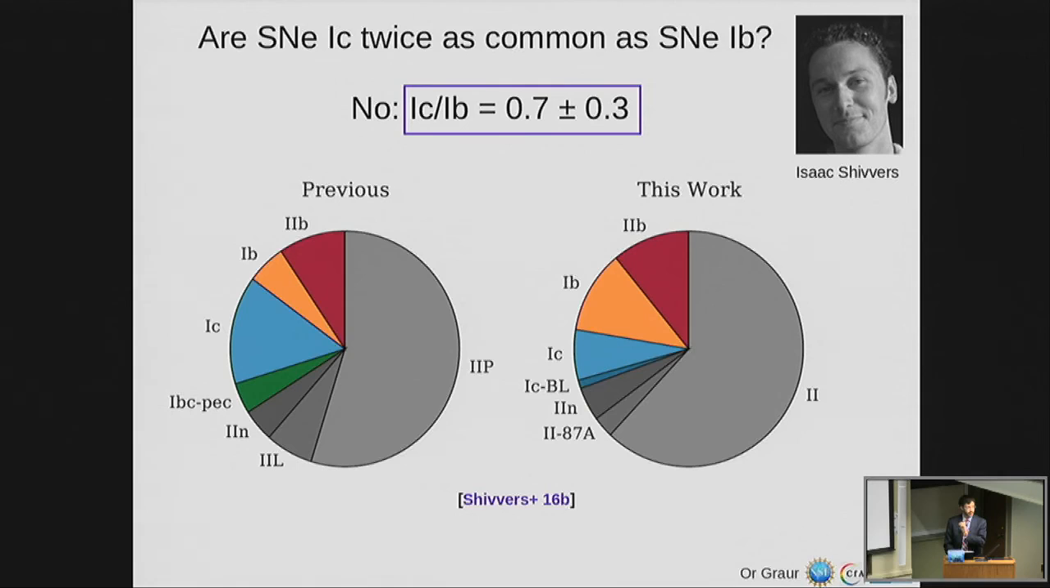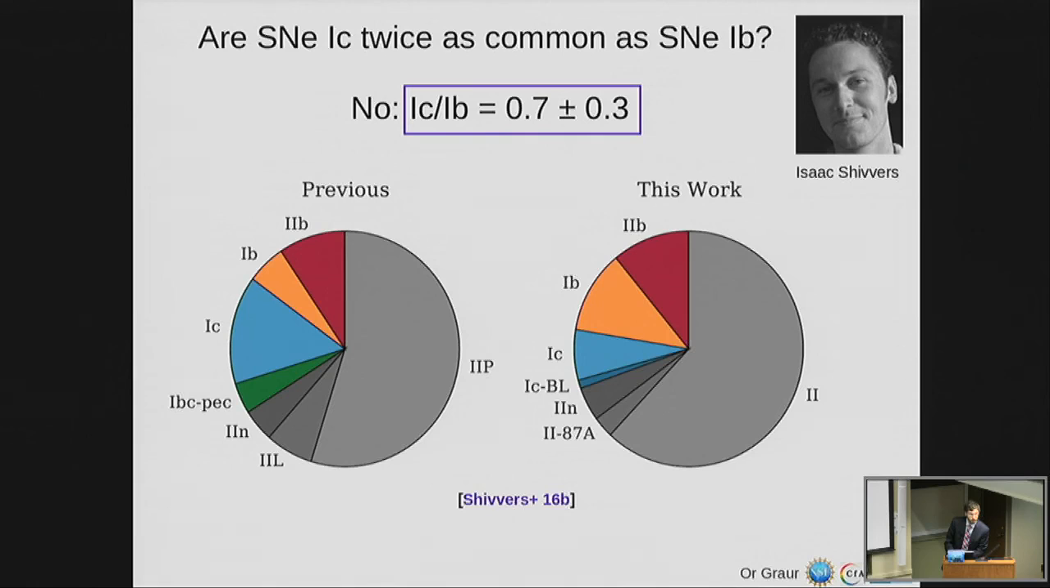He's the one who reclassified all of the supernovae in this volume-limited sample. And once you correctly classify the stripped envelope supernovae, he finds that type 1c supernovae are actually half as common as 1b's, which is somewhat easier to understand. Now, this pie chart assumes that all galaxies are the same, which we know is wrong.